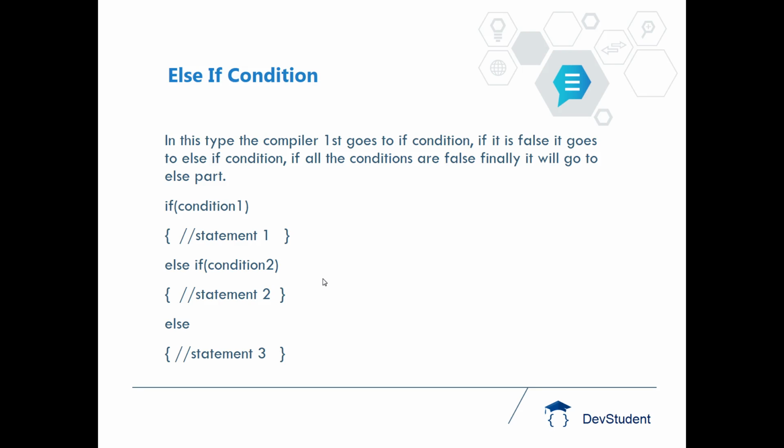Otherwise, in another scenario, if both conditions fail, first it will come to the if condition, it will check condition 1, as it failed it will go for else if, it will check condition 2, if that also fails it will go for the else condition. But the last else condition is not mandatory. So if all the conditions fail and the else condition is not there, no statement will be printed.